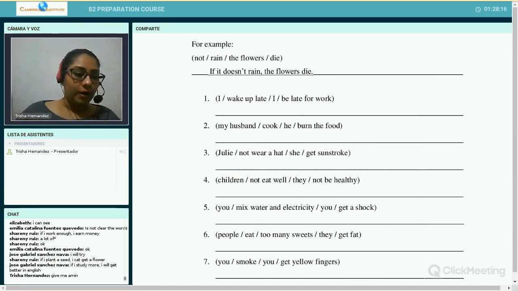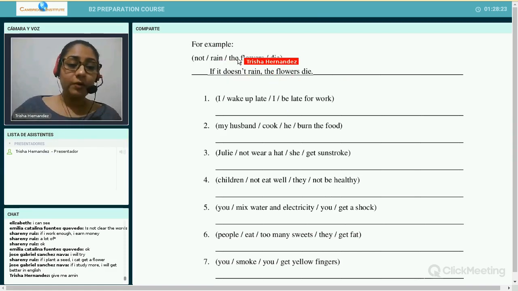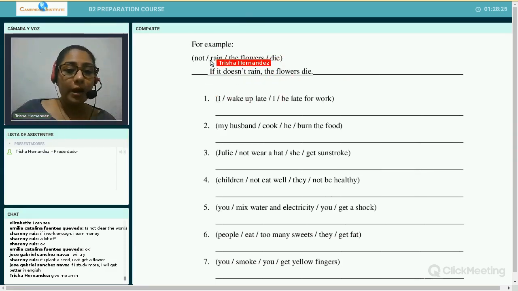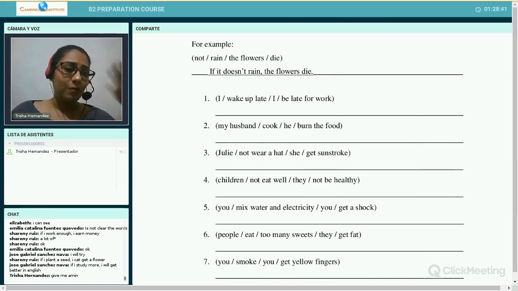Forget it. My camera scroll turned off. Okay. Says, for example, and here we have an example. If it doesn't rain, the flowers die. That is the zero conditional. Give me a minute because I don't know what happened. My micro and my video turned off.